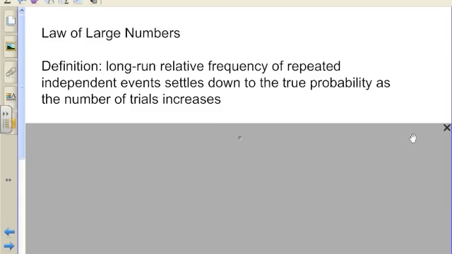All right, so we're going to finish up Chapter 14 today with one more really big idea and then a little bit more practice with our probability questions. That last big idea is called the law of large numbers. Now here's our definition from the textbook.